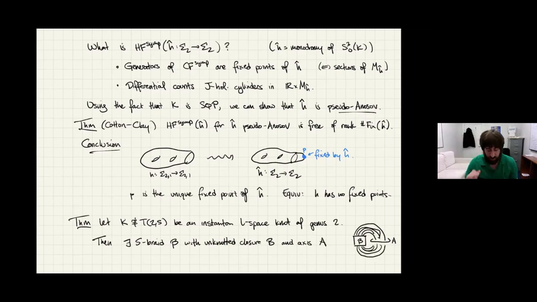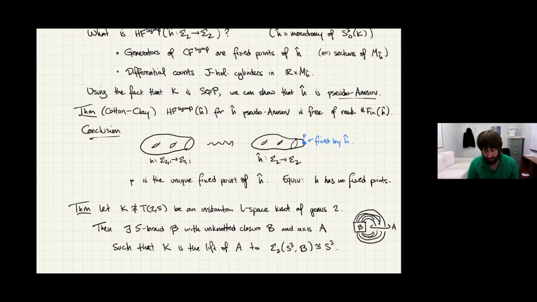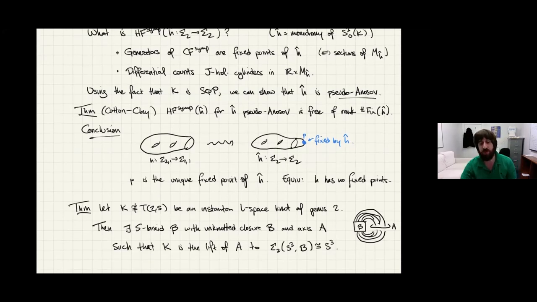Okay, like that. Such that this L space knot K is the lift of the braid axis to the branched double cover of S3 over the closure of that braid. And the branched double cover, since its closure is unknotted, is just S3. So that's what I claim is true about instanton L space knots, and that we can deduce using just this picture.